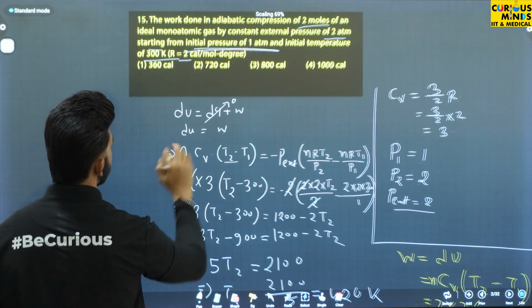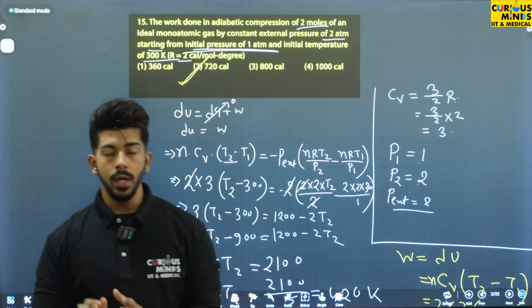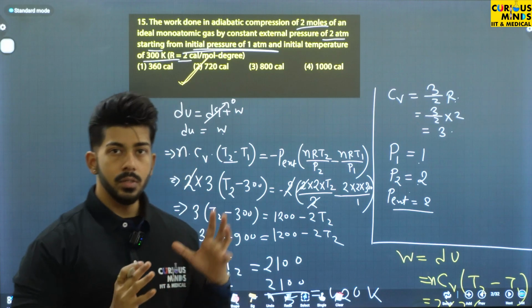Do we have that option? Obviously we have. That's option 2, right? So this is option 2. So the answer is 720 calories. So this will be the value.